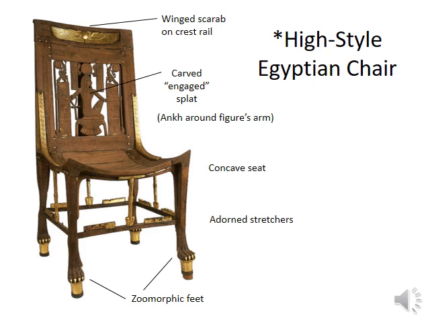Flanking the pharaoh, as you can see, are tablets with hieroglyphics on them, references to other gods and goddesses, and around the pharaoh's arm is that ankh figure. Moving down, noticing the concave seat, again, not terribly comfortable. We see the beautifully adorned stretchers, references to vegetation along the Nile, as well as this beautiful gold gilding, and finally finishing off at the base of the chair's legs, these gorgeous painted and gilded zoomorphic feet.